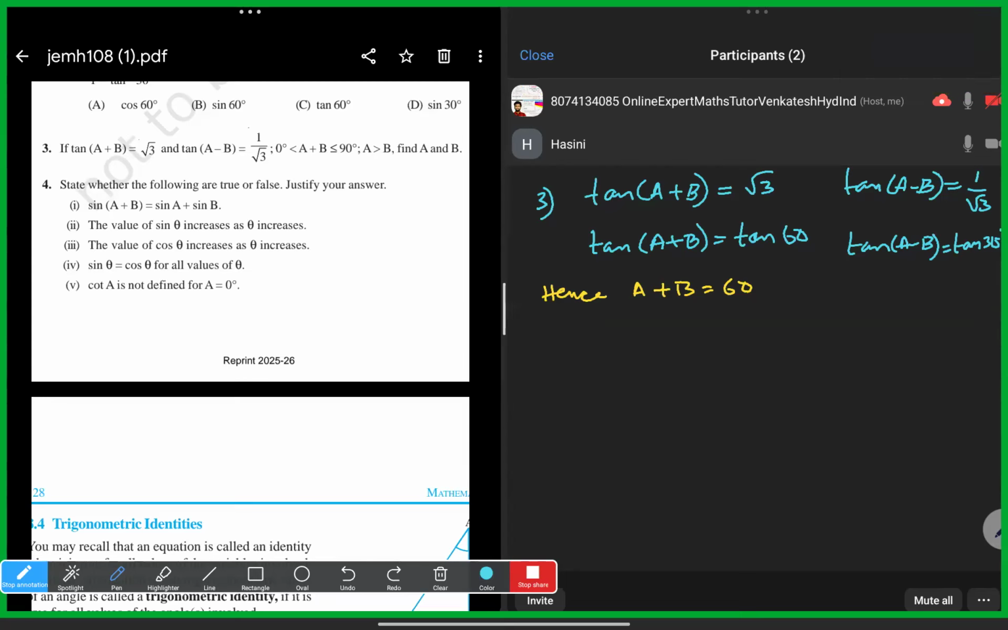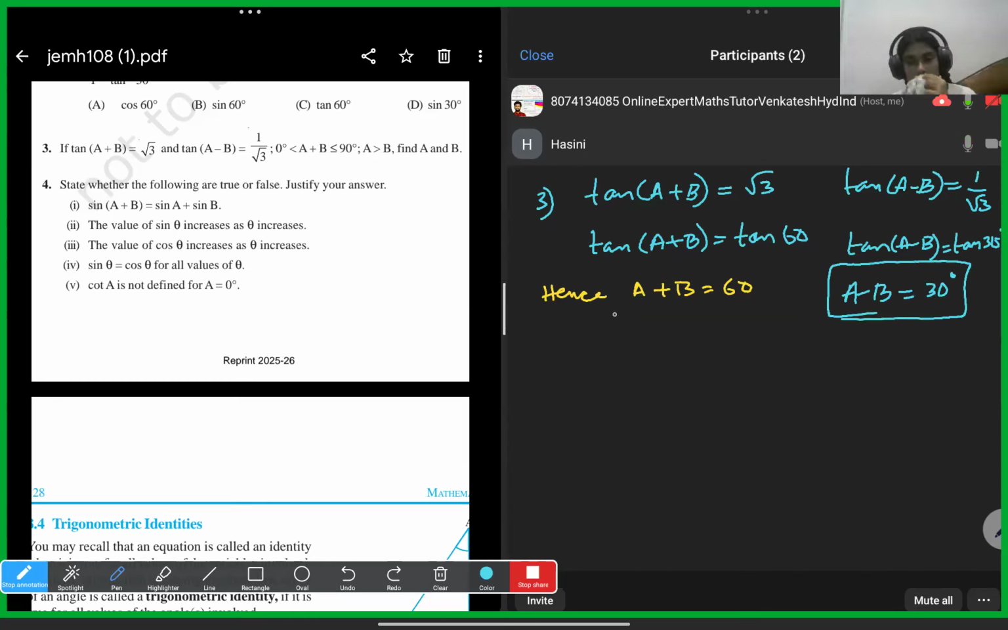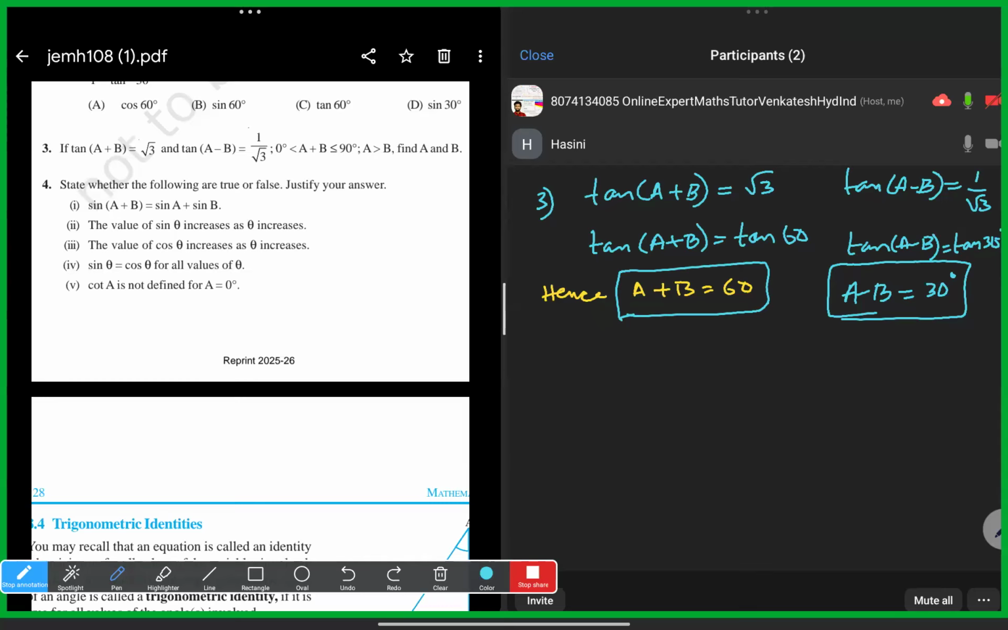Correct, Hasni? Yes, sir. So tan(a minus b) is equal to tan 30. Now, same as before, we can write a minus b is equal to 30 degrees. Yes or no? Yes, sir. Now we have two equations. They look like x plus y is equal to 60, x minus y is equal to 30, like a linear equation in two variables. We'll just solve them and we'll get the a and b values.